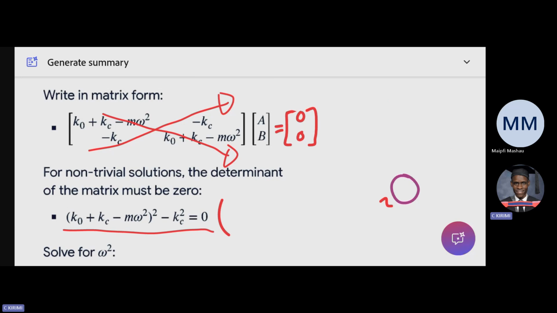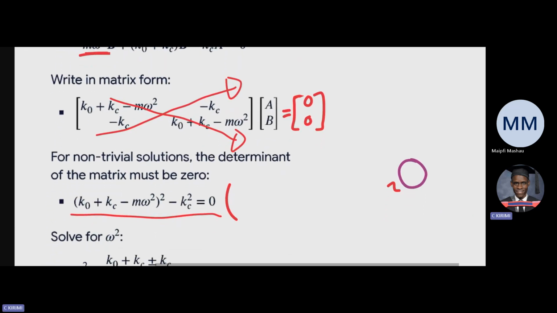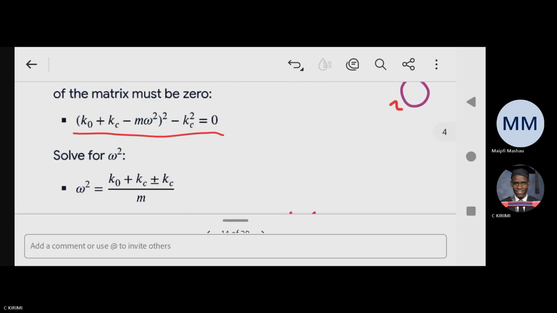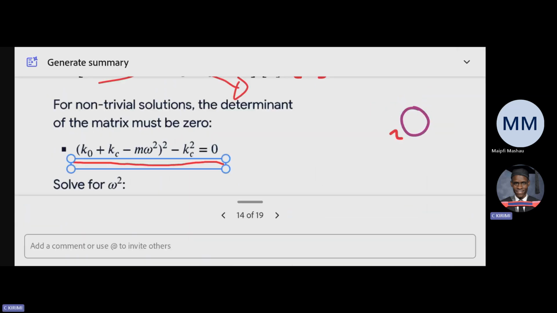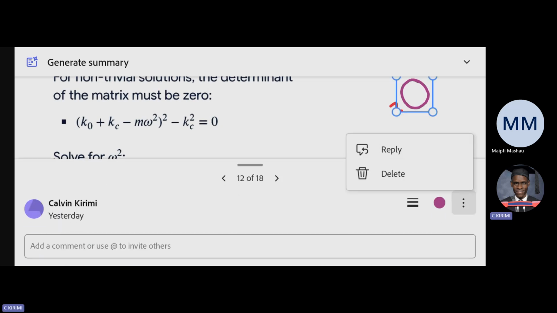How did we put the matrix form? This is the equation which we put in the matrix form. The first things that are having A, we put them on the left. The things that are having B, we put them on the right side of the matrix, of the first augmented matrix. Right. Then from here, we have our equation, which is this one. From here, now you use your mathematics, solve for omega. It shouldn't be difficult here.